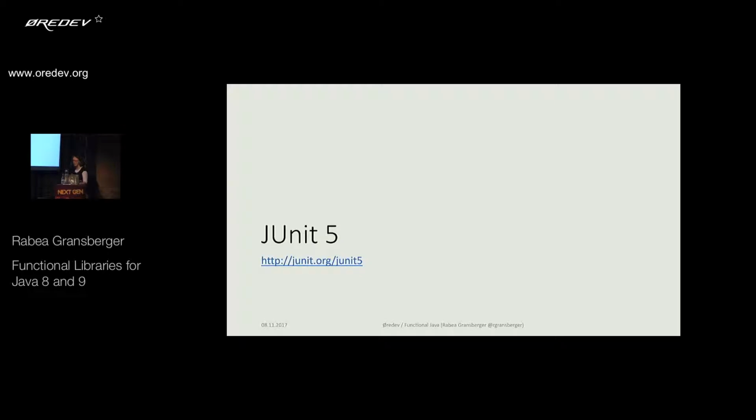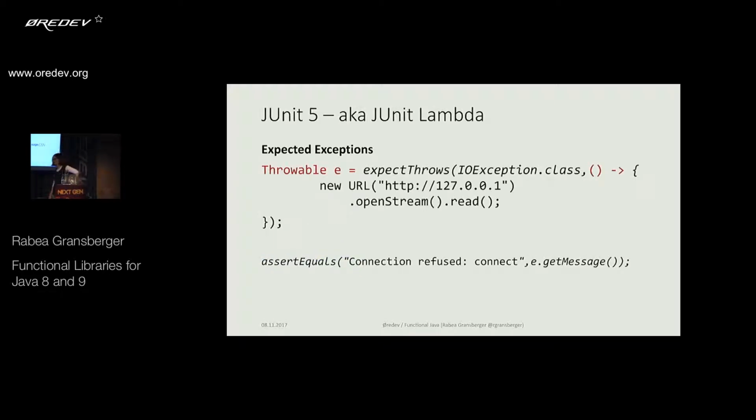So let's quickly have a look at some unit testing. JUnit 5 is out since a couple of months. So JUnit 5 was founded as JUnit lambda, so they wanted to be able to use lambda expressions in JUnit for testing. There's another nice couple of methods, like in assertions, you can use them as well. But a nice thing is like expected exceptions.